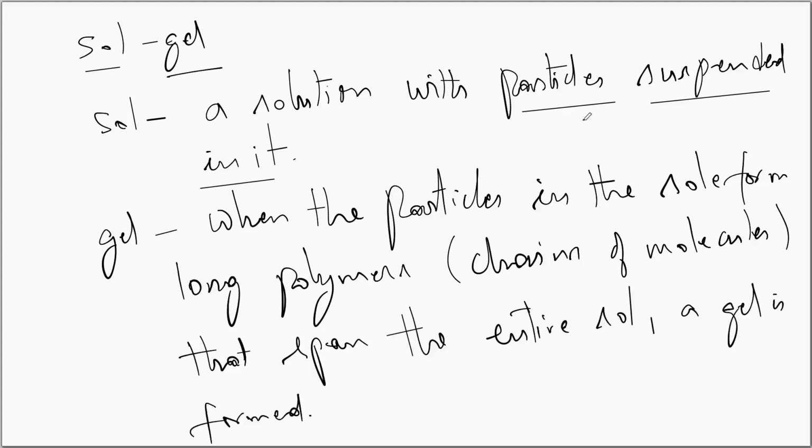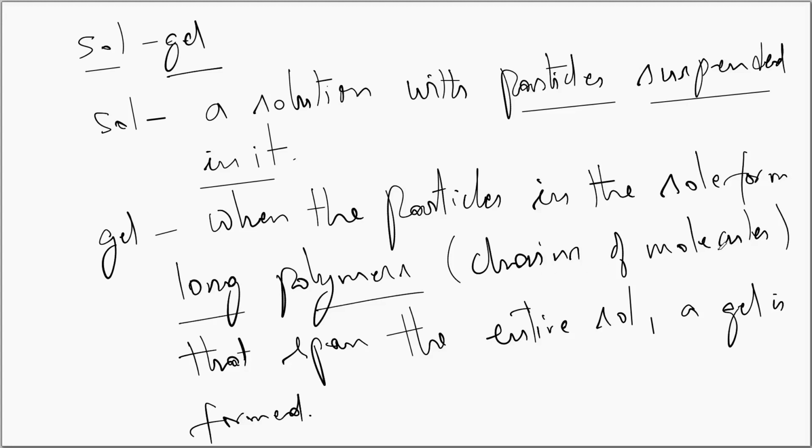In the sol, we have the suspended particles, and when these suspended particles undergo polymerization or esterification, long polymers of the suspended particles are created in the sol, and these long chains of molecules, when they span the entire sol, we call it a gel.